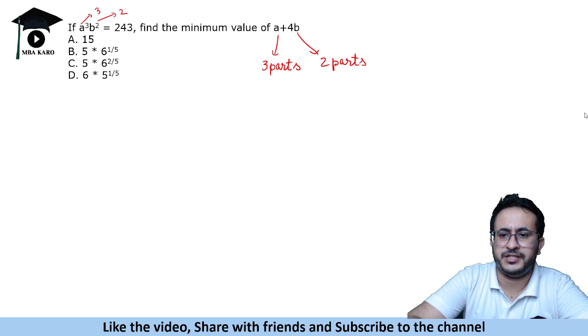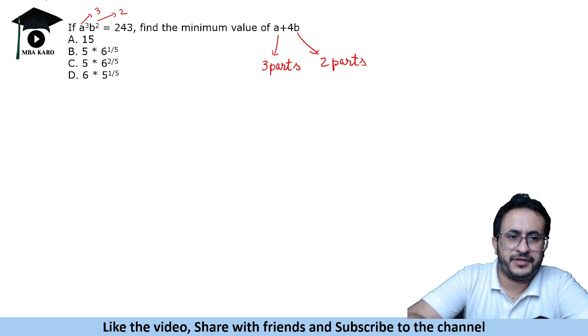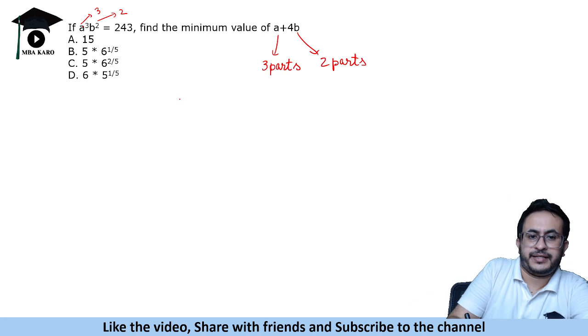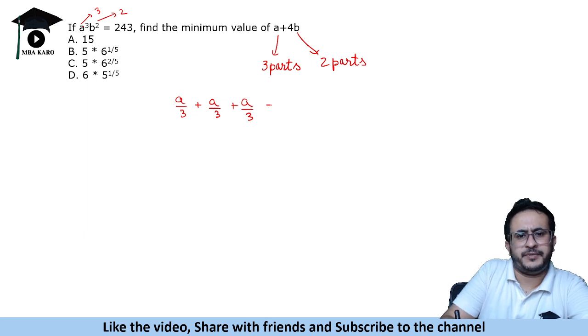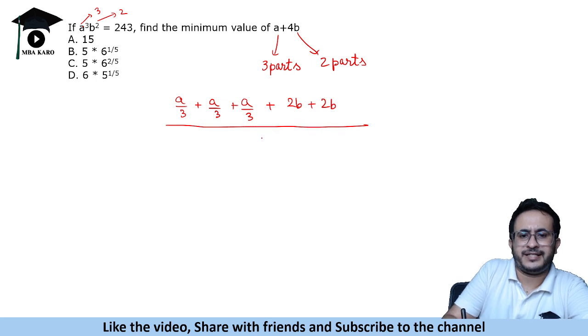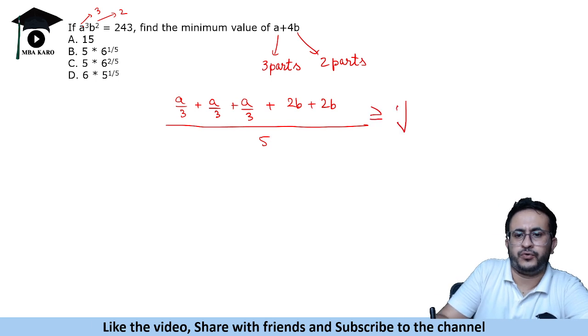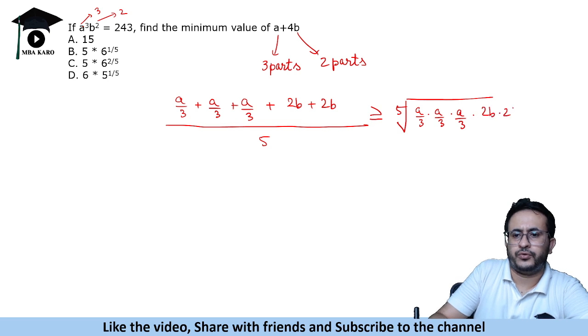Always remember how to split the AM-GM inequality: whatever power is given for a, 3 is the power, so split a into 3 parts. Basically it will be a upon 3 plus a upon 3 plus a upon 3. For b the power is 2, so we will split into 2 parts, 2b plus 2b, and in total how many parts are there? 5 parts. So this is greater than or equal to the fifth root of the product of these: a upon 3 into a upon 3 into a upon 3 into 2b into 2b.